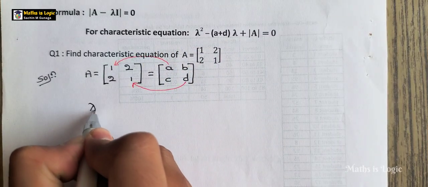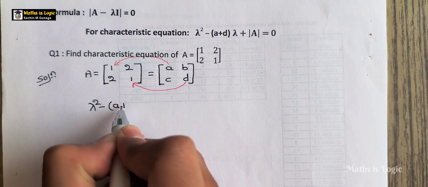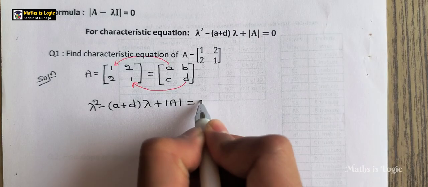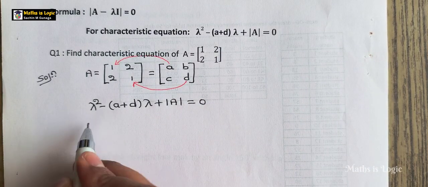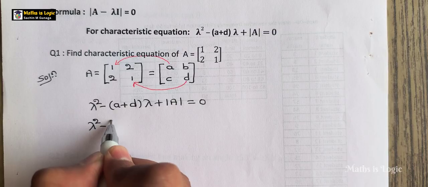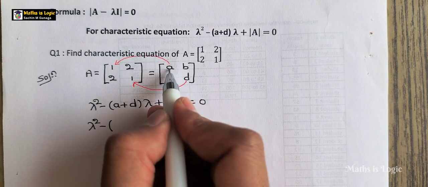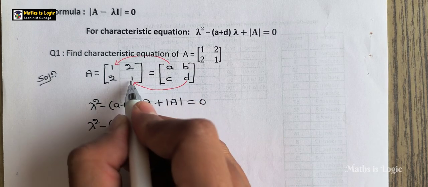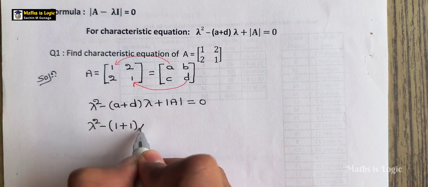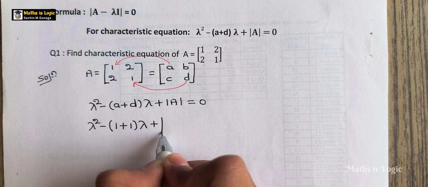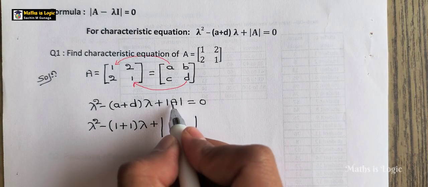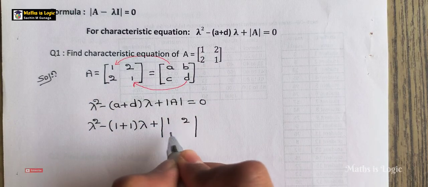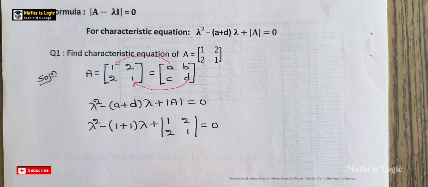Next, after comparing, write this shortcut formula. What is that? Lambda square minus A plus D into lambda plus determinant of A is equal to 0. Keep this lambda square as it is, minus in bracket A value. What is A value? 1. Middle plus sign, plus D value. What is the D value? Again 1. Into lambda, keep it as it is, plus in a determinant symbol take A value. What is A? 1, 2, 2, 1. So right here 1, 2, 2, 1 is equal to 0.